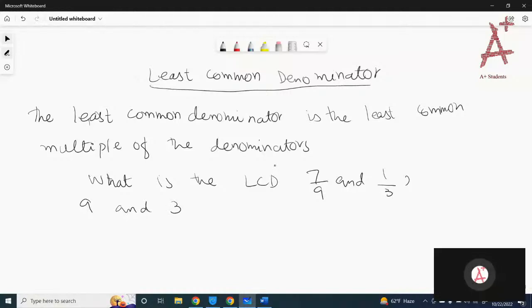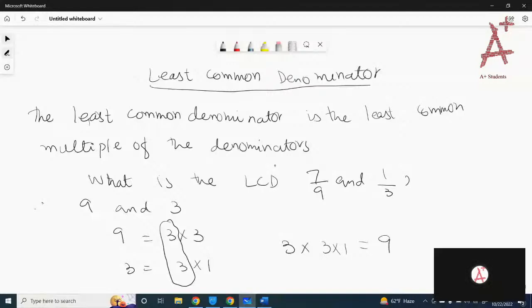So write the prime factorization for each number. For 9 it is 3 times 3, and for 3 it is 3 times 1. Got it? So this one is a common factor for both the numbers, and the other factors are 3 and 1. So it would be 3 times 3 is 9. That means the least common multiple of 9 and 3 is 9. Got it? Please note down the definition and example as well. Then I'll move on to the next example.